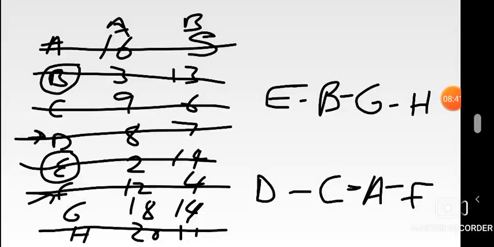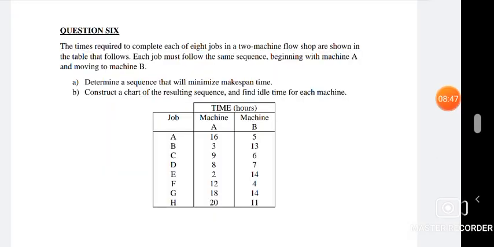So you've now made the sequences. It's now a matter of answering the next part of the question, which I want us to attend to. The next part of the question mentions: construct a chart of the representing sequence and find idle time for each machine. So it's an approach that you can actually use to find idle time. You create a table. In fact, it's even much easier to answer this part B.